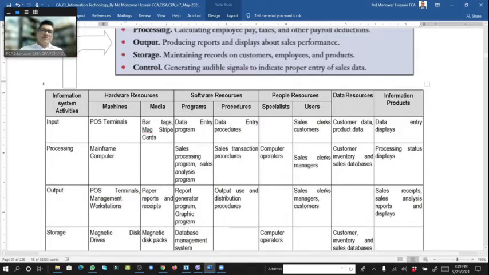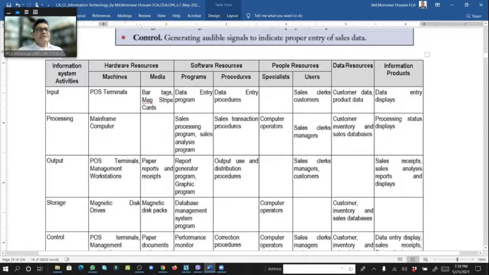In the same way, processing is another information system activity. Processing uses hardware resources, the machine, that means a mainframe computer or computer. Software resources are the sales process program and sales analysis program. The procedure is the sales transaction process. The specialist, a computer operator, uses it, and the user is the sales clerk or salesman. The data resource is the customer, inventory, and sales database within the organization's system. The information product is the processing status display: what is going on, how much money it is, and how they paid, etc., or the dashboard display.